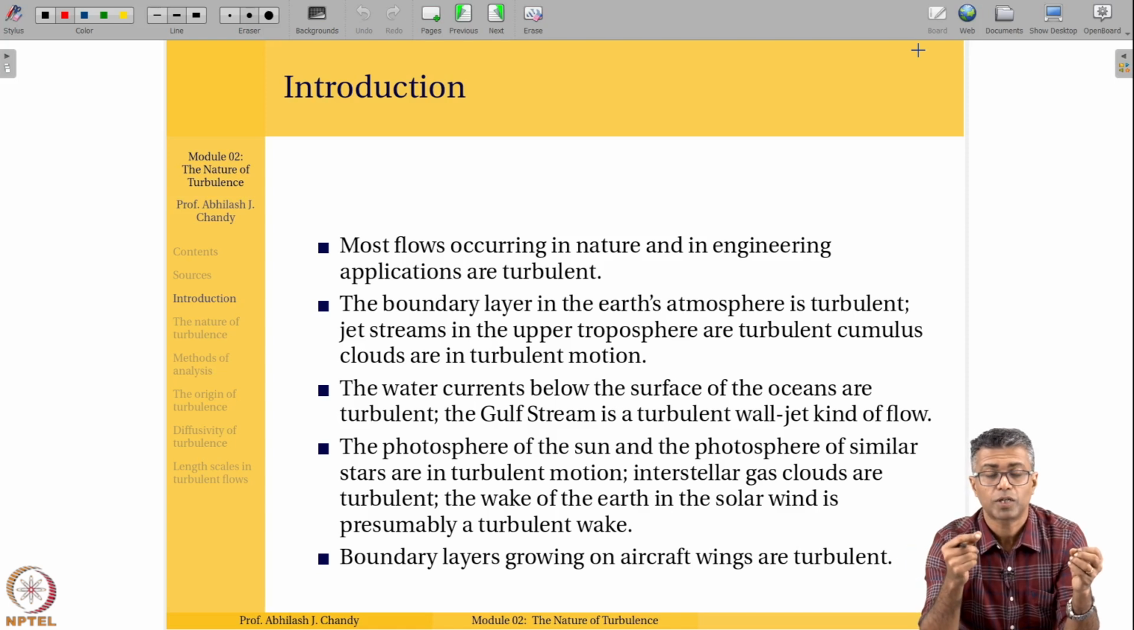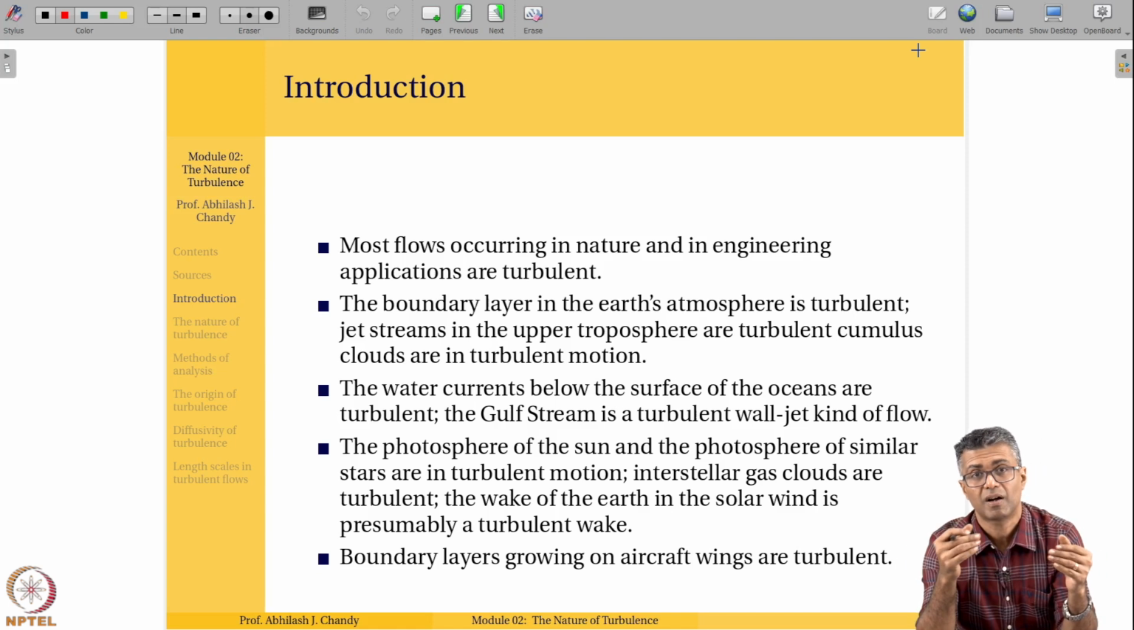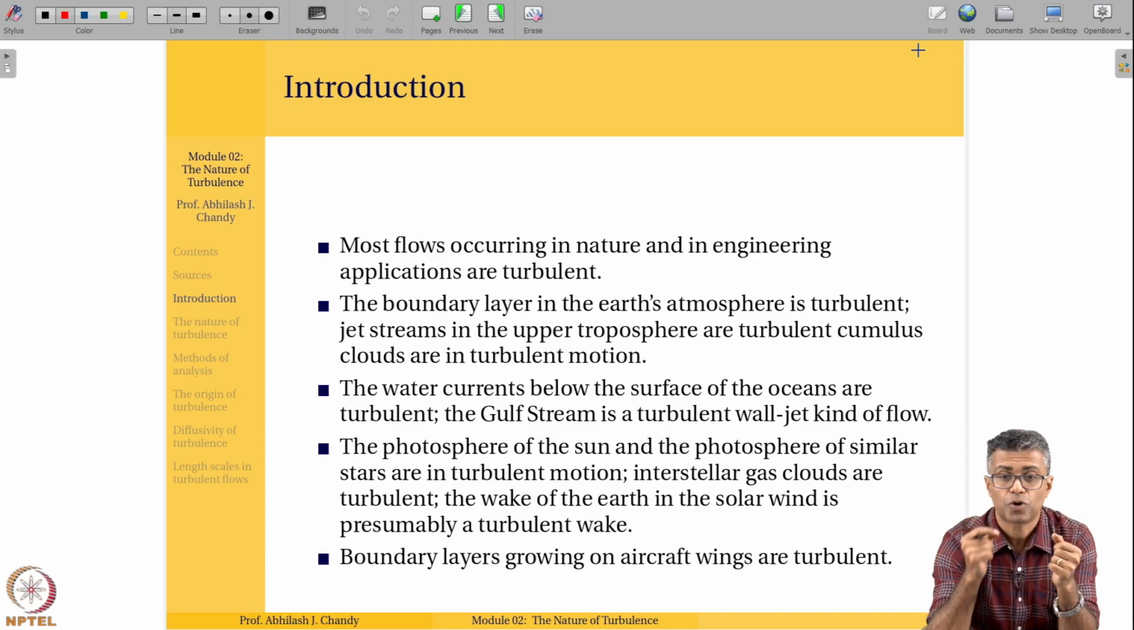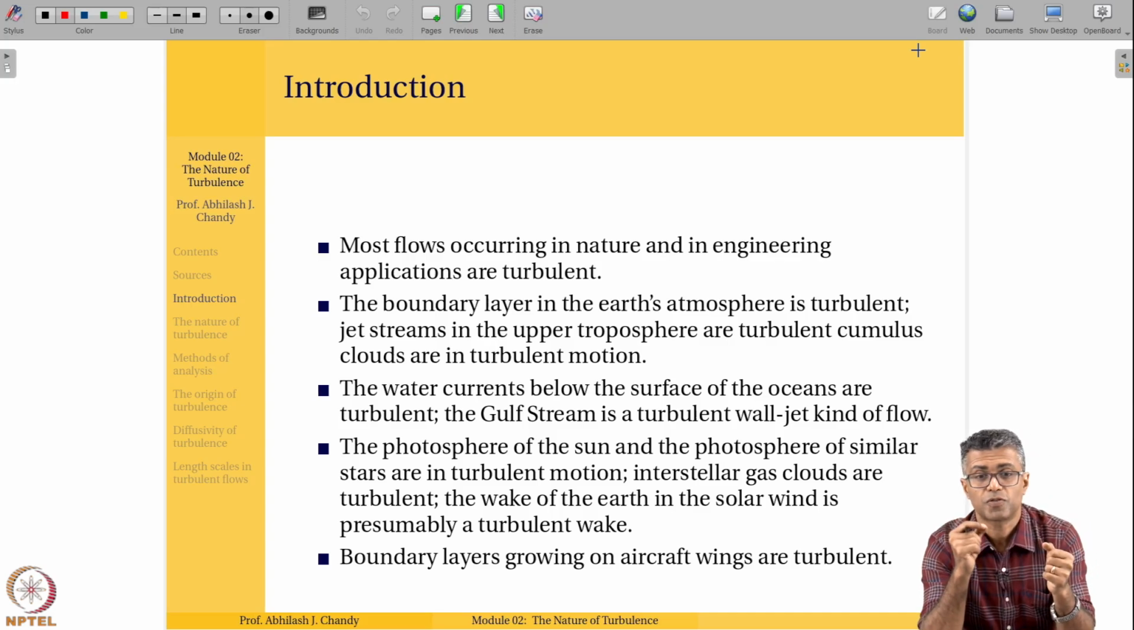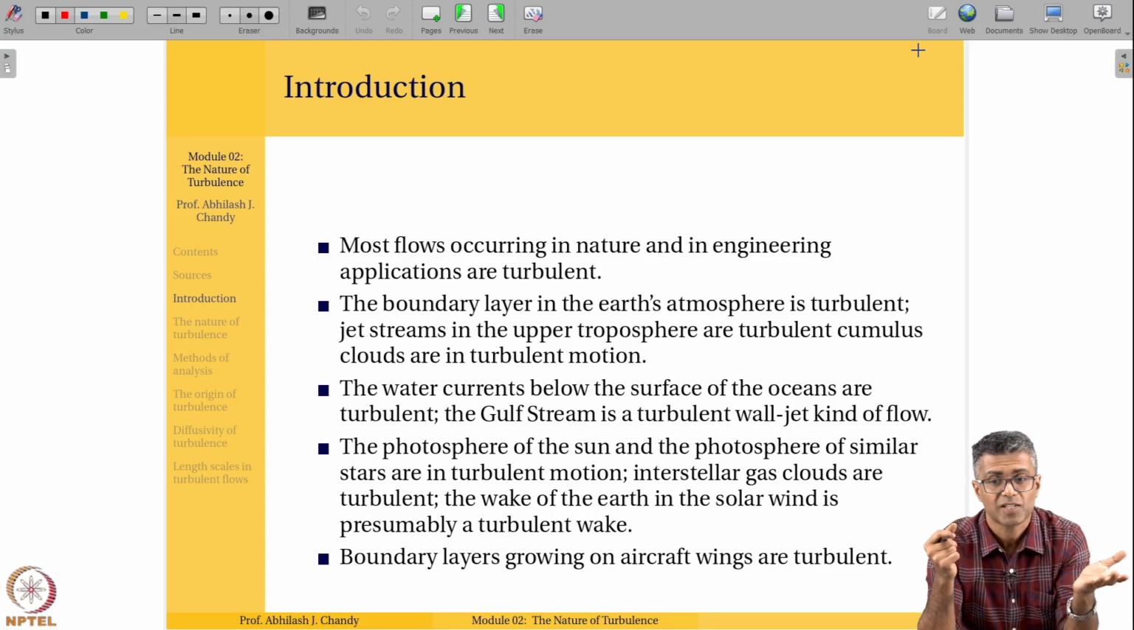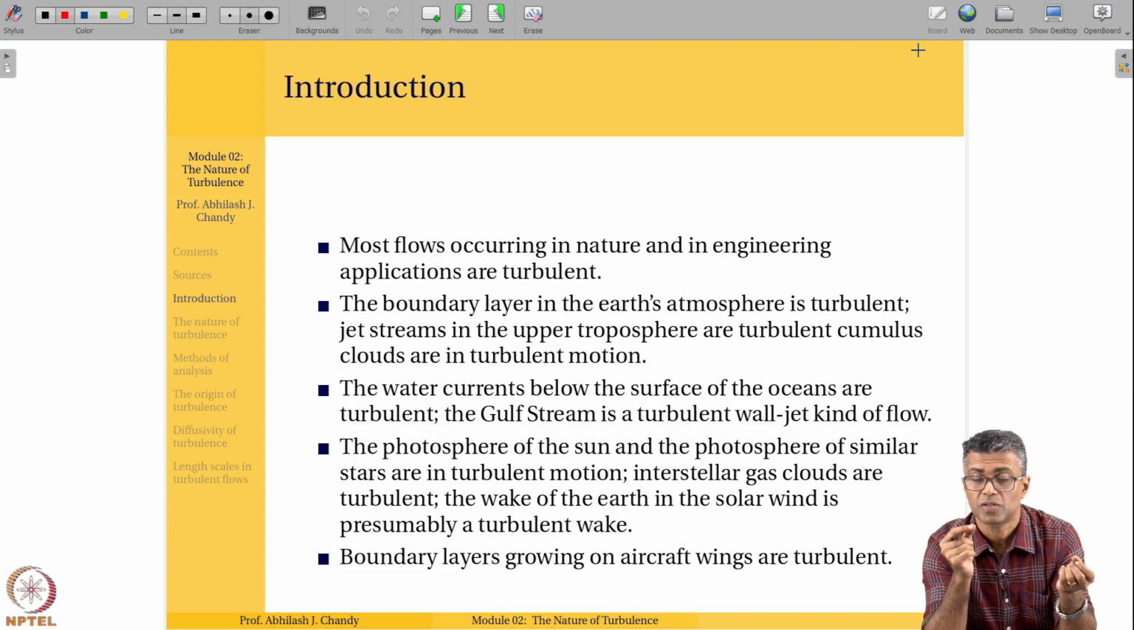Another one. The water currents below the surface of the oceans are turbulent. The Gulf Stream is a turbulent wall jet kind of flow. These are again flows that occur in nature that are turbulent. Again, more examples. The photosphere of the sun, the photosphere of similar stars, they are in turbulent motion. The interstellar gas clouds, they are again turbulent. The wake of the Earth, imagine the scale of that. The wake of the Earth in the solar wind is possibly a turbulent wake.